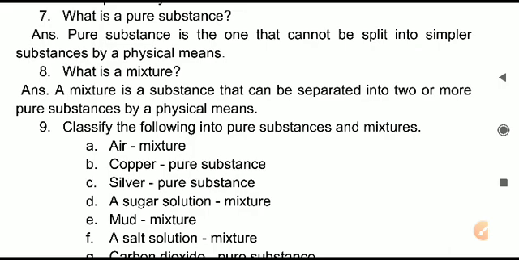So a pure substance we cannot split into small parts by physical means, and the eighth answer is a mixture we can separate into small parts, into pure substances, by physical means. Question 9 we will see now.